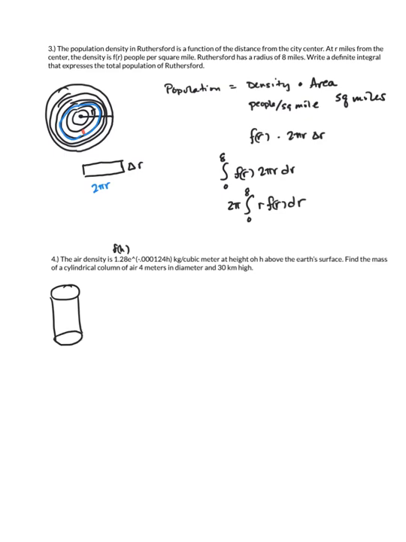30 kilometers is 30,000 meters, because there's 1,000 meters in a kilometer, right? So here my diameter is 4, so therefore my radius is 2. Okay, so I want to get the mass of a slice. So picture one of these little cylinders. Okay, here's a skinny little cylindrical slice.